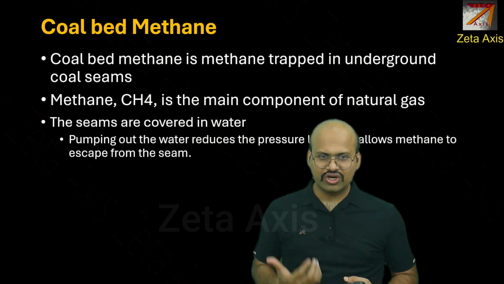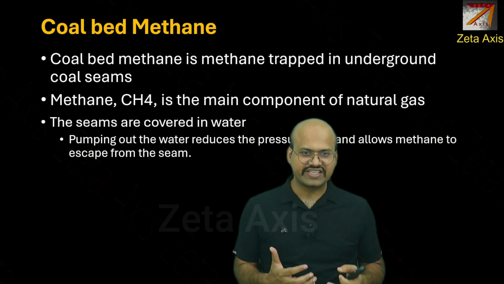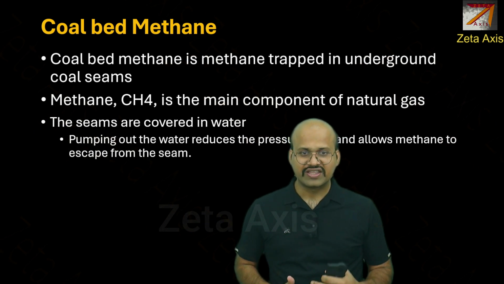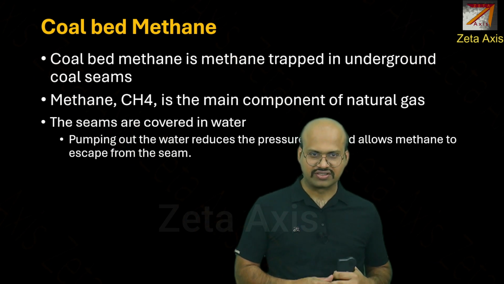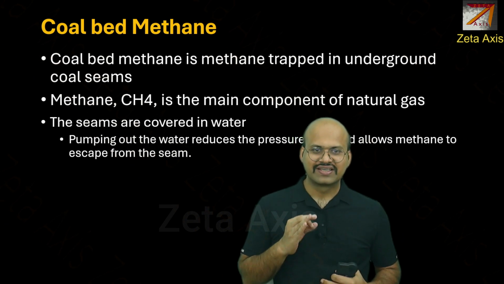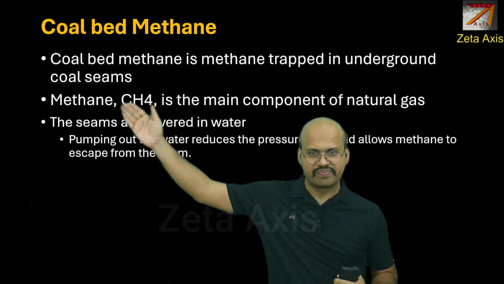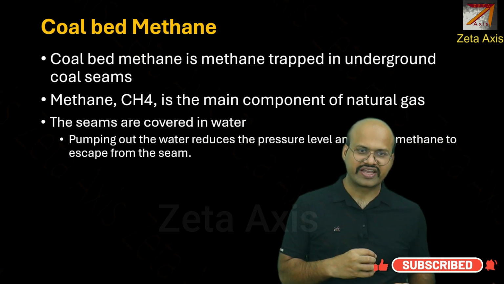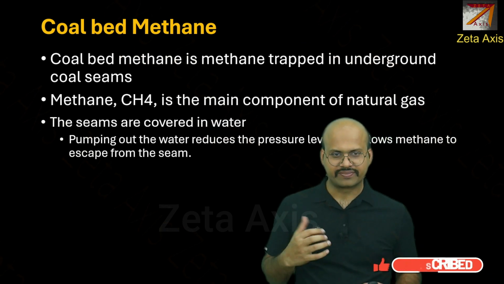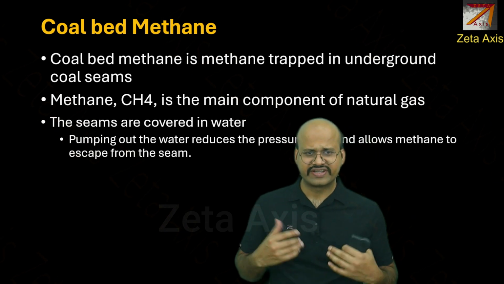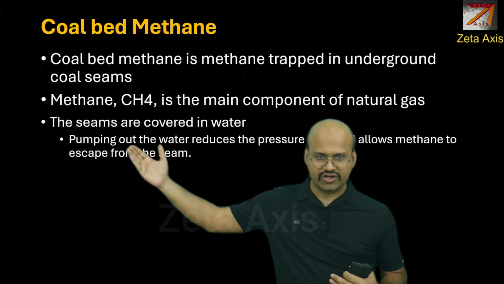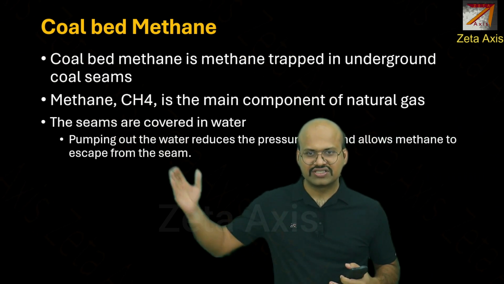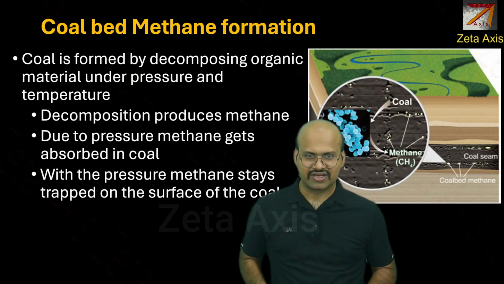We know that coal is formed by burial of vegetation and plantation, and these plantation are deposited in a swamp where there is high amount of water and less oxygen. Therefore, the decomposition occurs in an anaerobic condition, giving methane. Now, because of the pressure of the overlying layers, this methane gets attached to the surface of the coal seams. And because generally these layers have water, if we pump out the water, it reduces the pressure level and allows methane to come out. So this is how the methane is extracted from these layers.